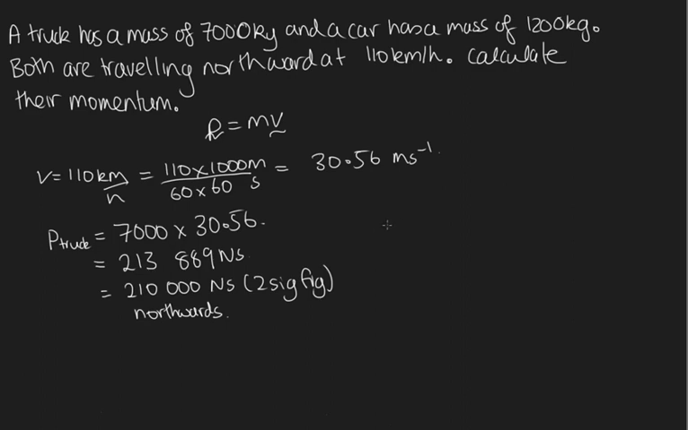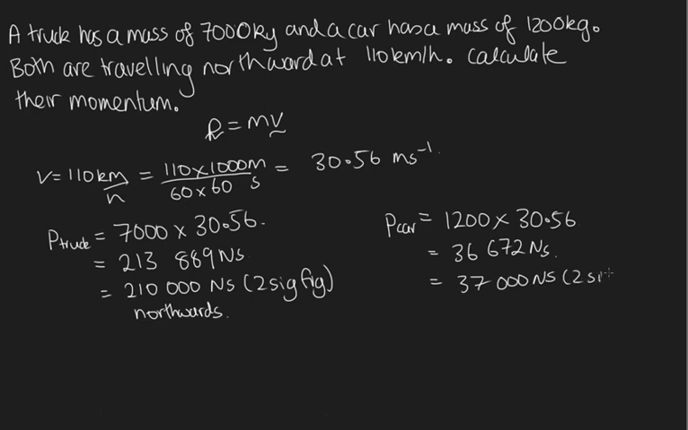And now we need to do it for the car. So the momentum for the car is equal to the mass of the car, which is 1,200, times the velocity of the car, which is 30.56 meters per second. So this is equal to 36,672 Newton seconds. To two significant figures, this is equal to 37,000 Newton seconds. And now we also need to include the direction. The direction on this momentum is northwards.